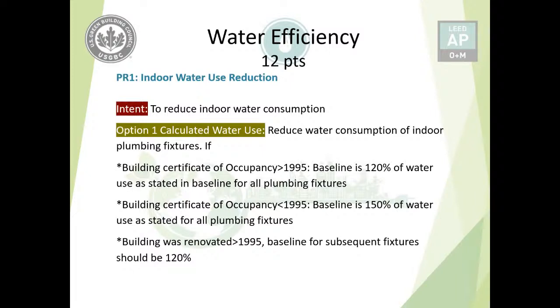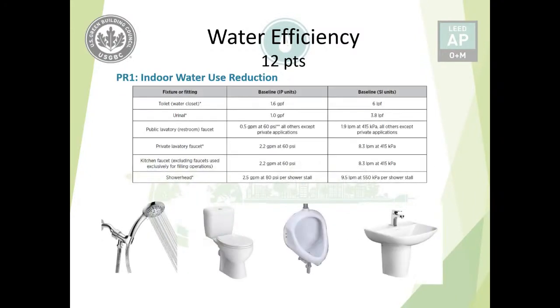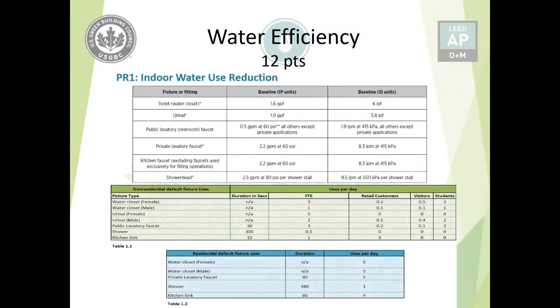And if any building was renovated after 1995, only the portion that is renovated has to follow the 120% baseline, and the one that is not renovated will be following the 150% baseline. So baseline for subsequent fixtures should be 120%, only the ones that are renovated. This is the baseline: 1.6 GPF for a toilet, 1 for urinal, public lavatory 0.5, private 2.2, kitchen 2.2, and shower head is 2.5. So you have to add 20% and 50% based on the certificate of occupancy of your building. So the above table is the flow rate of your sanitary fixtures.